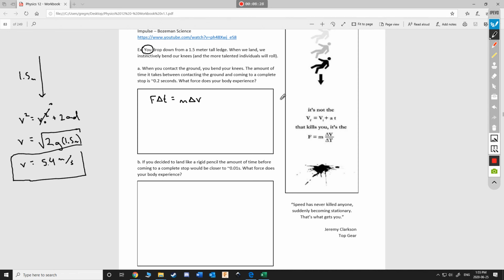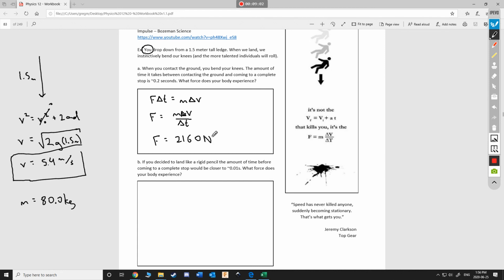And let's just choose a mass. For example, the mass of a person is approximately 80 kilograms. So let's go with 80.0 kilograms. It doesn't really matter what you choose. So F is equal to m delta V over delta T. Our mass is 80 kilograms, our velocity is 5.4 when we hit the ground, and if it takes 0.2 seconds to come to a stop, the force experienced is around 2,160 newtons.